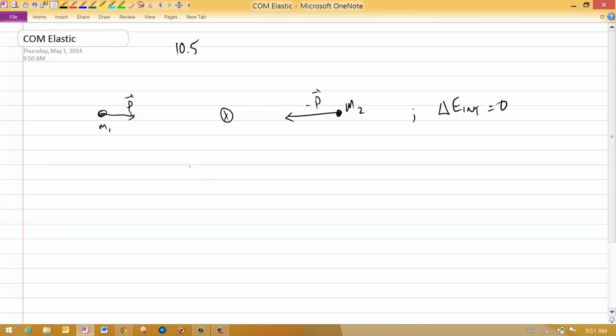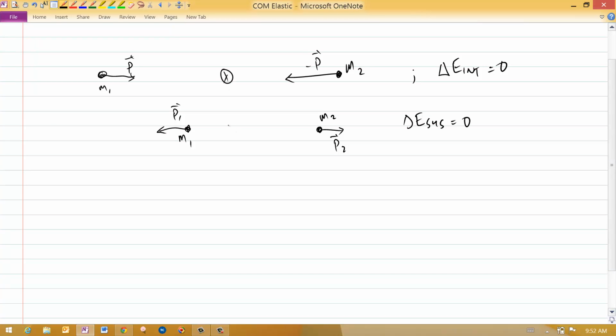So in the final state, I've got the possibility that particle 1 will go backwards, so I'll call its momentum P1, with mass M1. Particle 2 will reflect backwards with P2 momentum, and it's got a mass M2, but we still have to have the change in the energy of the system equal to 0. That's the energy principle. And the center of mass is sitting right there. That allows me to deduce that these two P's in the initial state are oppositely directed.